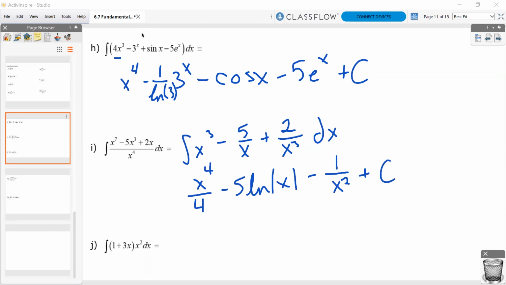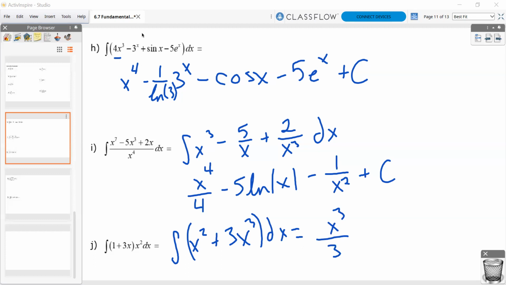All right, J. J is an example where if possible we could do u sub, and again we'll talk about where we get u sub from, but it's a lot more work than just actually multiplying that out. I rewrite this as x squared plus 3x cubed dx. Make sure you put parentheses around that whole integral, and then we're just integrating each term. So the antiderivative of x squared is x cubed over 3. The antiderivative of 3x to the 3rd would be 3 over 4 x to the 4th. And then finally, plus c.